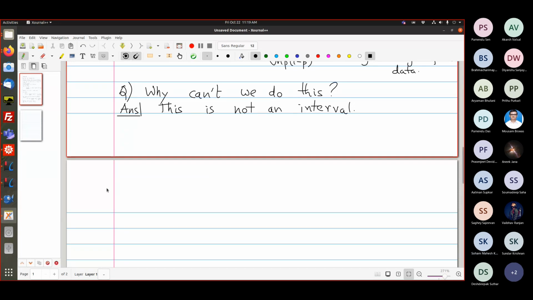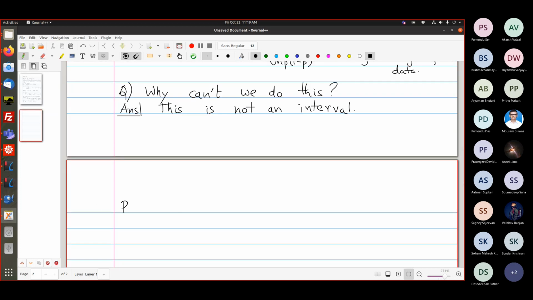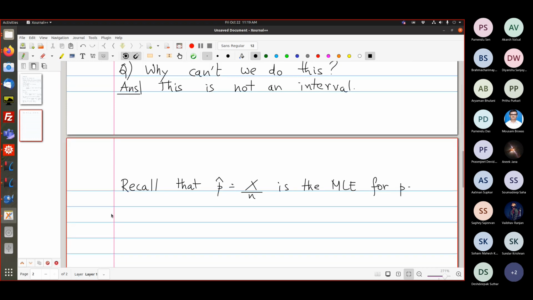So how do you get out of this? I recall that we have done this computation: P hat, which is x by n, is the maximum likelihood estimator for P. So we expect P hat to be close to P because n is large.